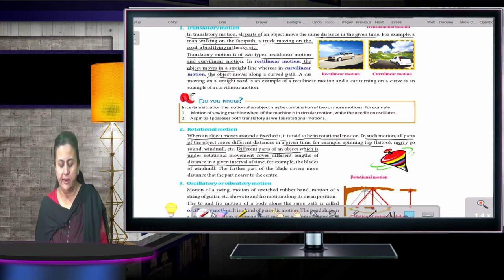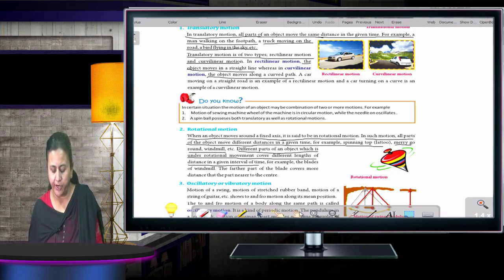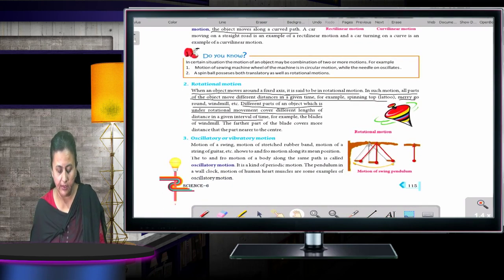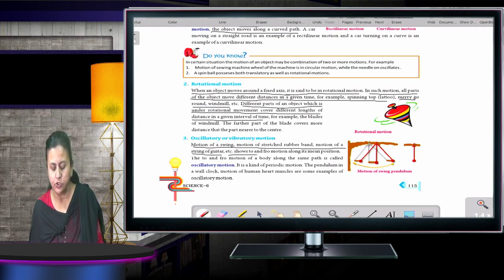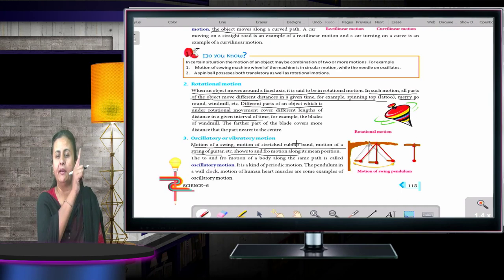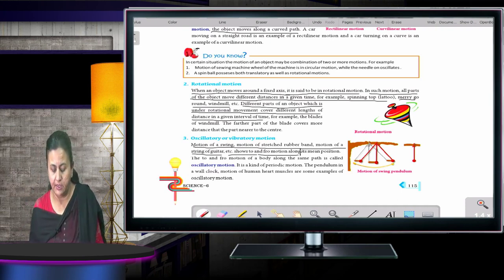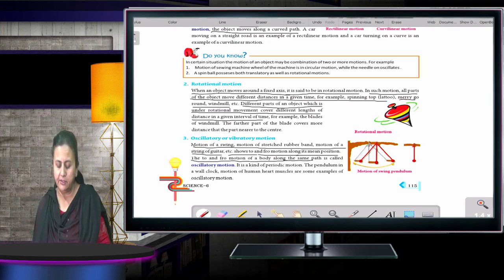Then we come to oscillatory or vibratory motion. The motion of a swing, the motion of a stretched rubber band, the motion of a string of a guitar, etc., shows to and fro movement. To is going, fro is coming back, this way, to and fro. It shows to and fro motion along its mean position. The to and fro motion of a body along the same path is called oscillatory motion. It is a kind of periodic motion.